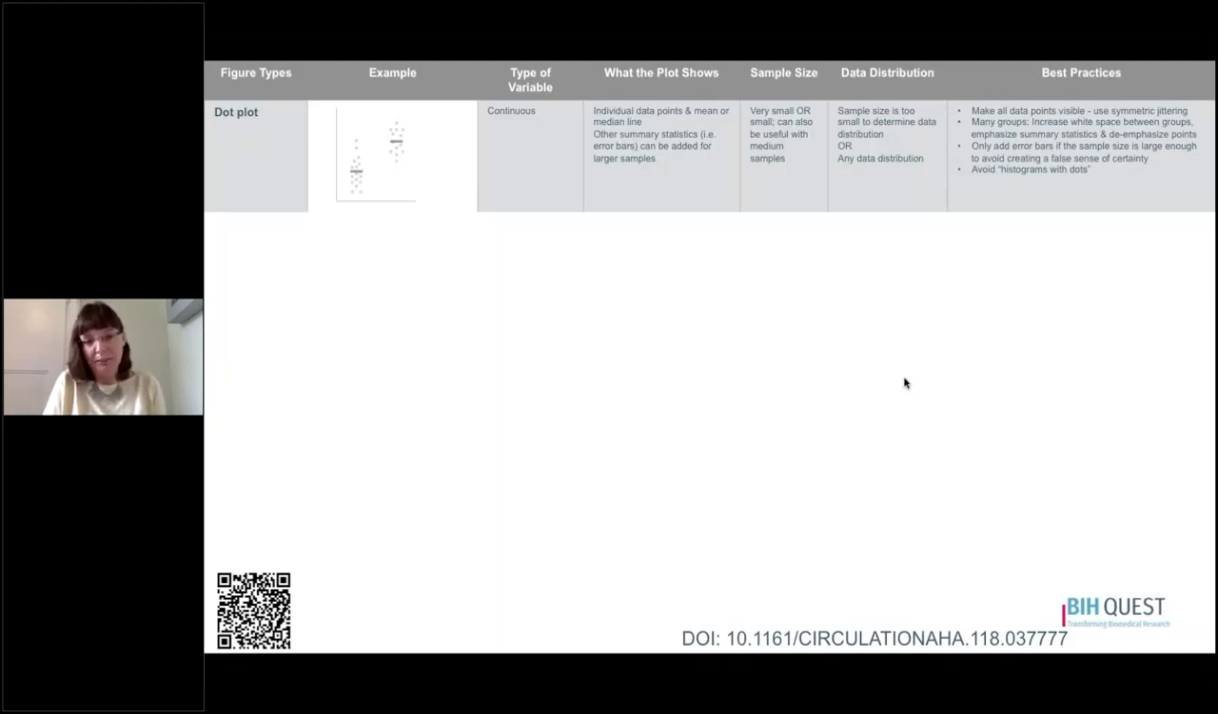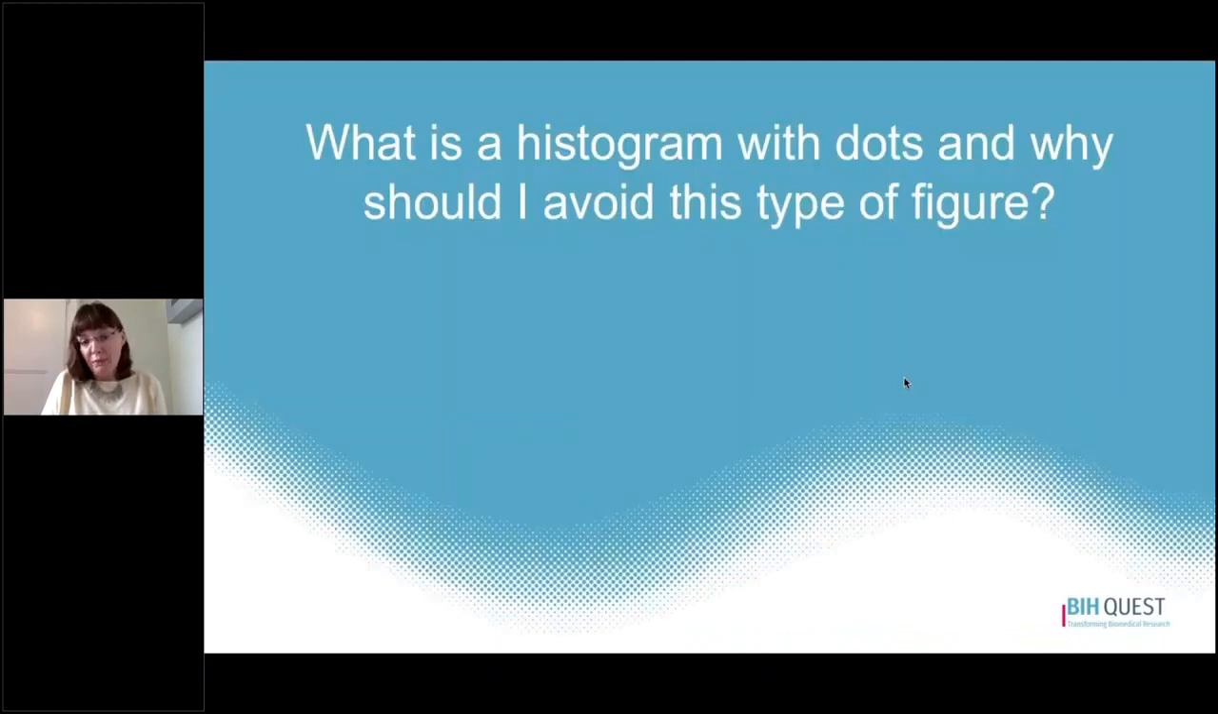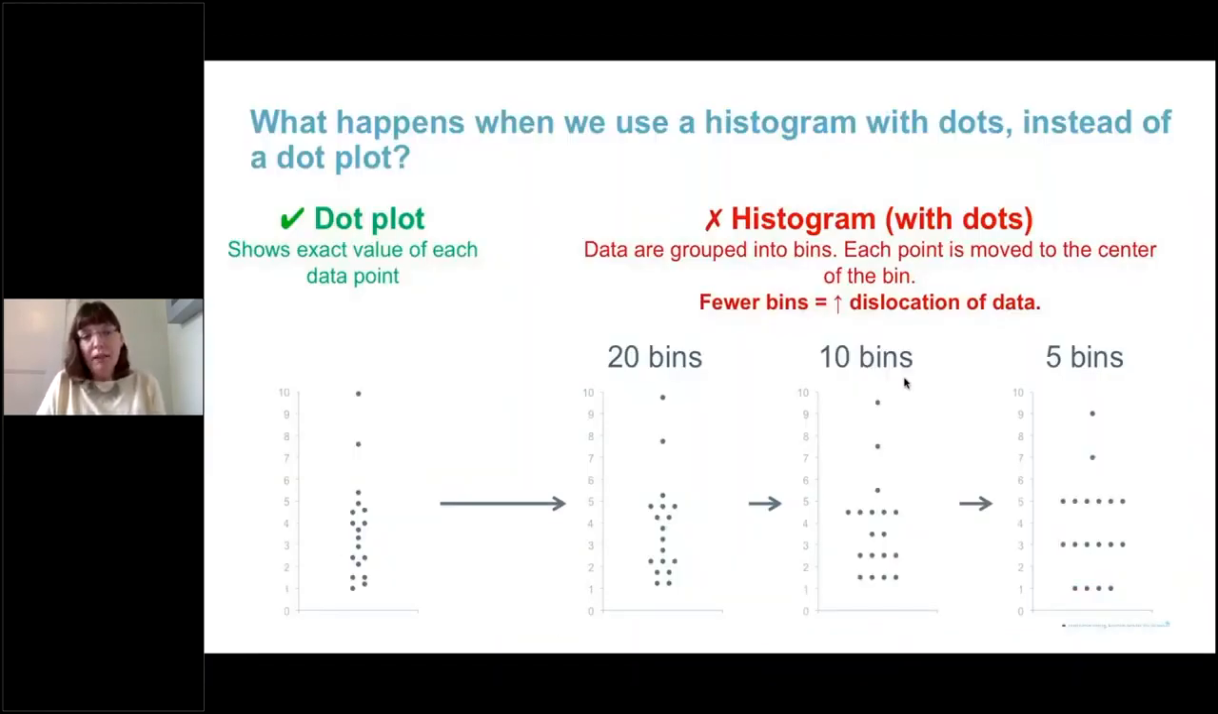One of the things that you need to be careful of when you're making dot plots is to check the software that you're working with carefully to make sure that it's making a dot plot and not a histogram with dots. So what is a histogram with dots and why should I avoid this type of figure? Well, when we have a dot plot, we have the figure here shown on the left, which shows the measured value of each of our individual data points.